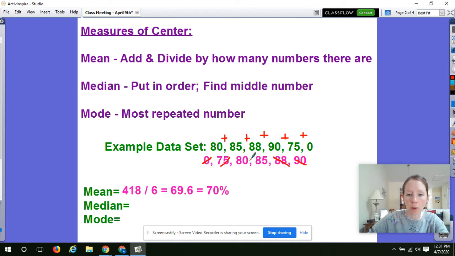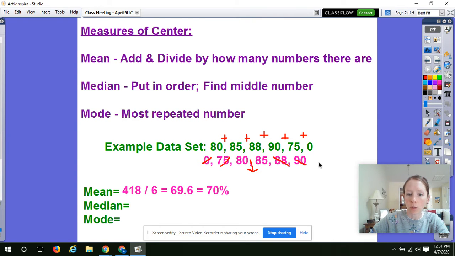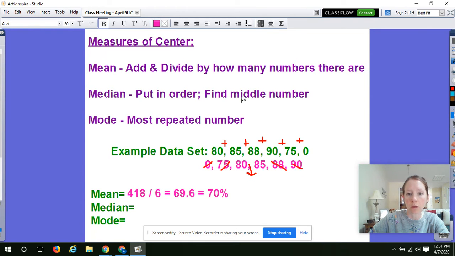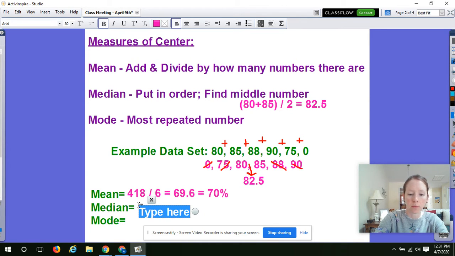I can't just choose one. I've got to go in between those two. So how do we do that? All right, remember, you're basically finding the mean of those two numbers. So we're going to add those two together. 80 plus 85 divided by two numbers is 82.5. Notice I did parentheses there. That's important. You got to add before you divide by 2. So 82.5 is our median for that one.